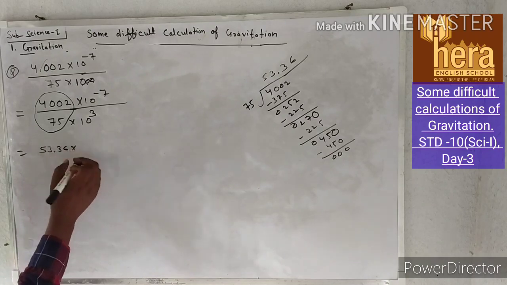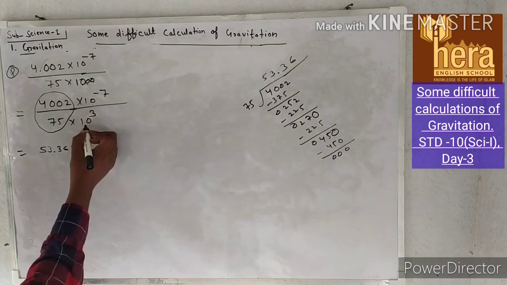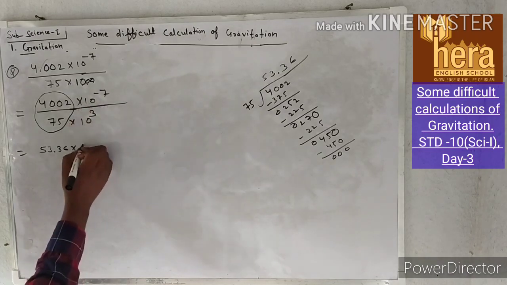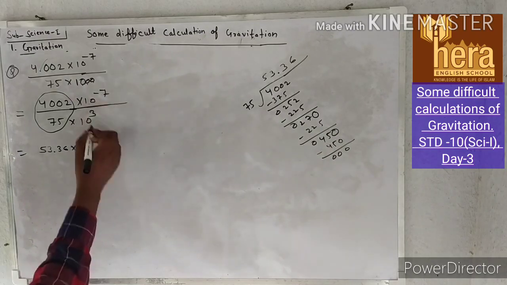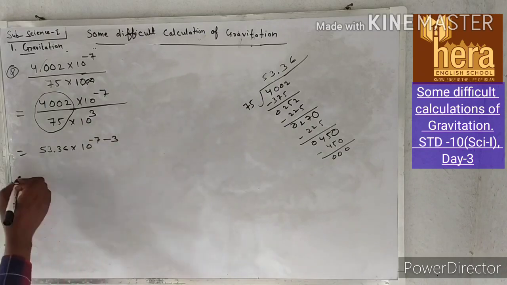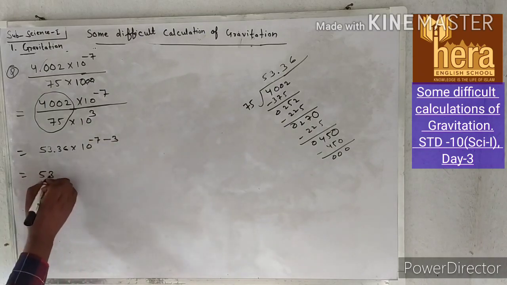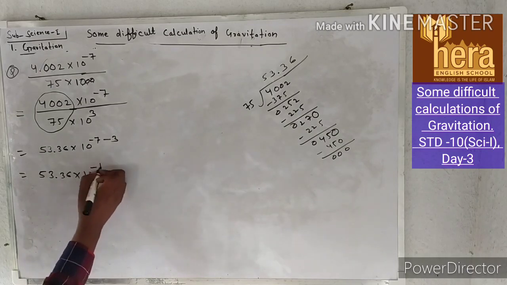53.36 into. Now see, here is base 10, base 10. Both are in division, so the index will be subtracted, minus 7, minus 3. So this will be equal to 5336 into 10 raised to minus 10.